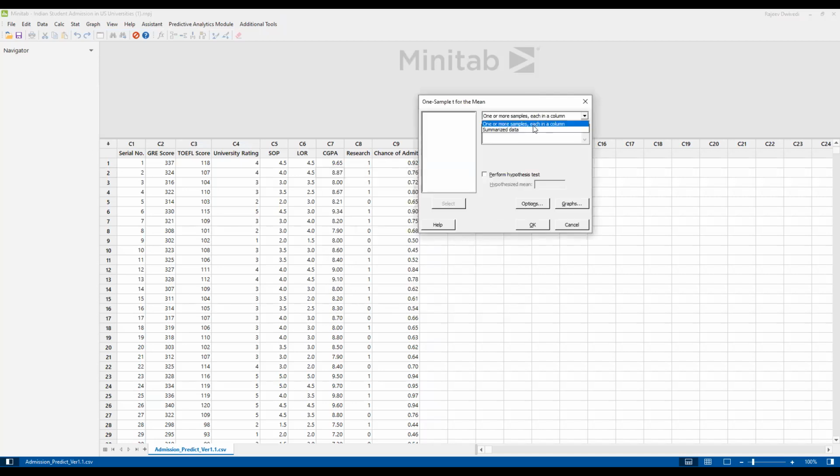Here you can put the summarized data. That means you can calculate the sample size, like 500, the mean, and the standard deviation of these 500 and put them in. But since we have the data in a column, we are just going to use this, GPA. And this option I'm not clicking because it will be used in the next module. And here, this is 95% confidence.